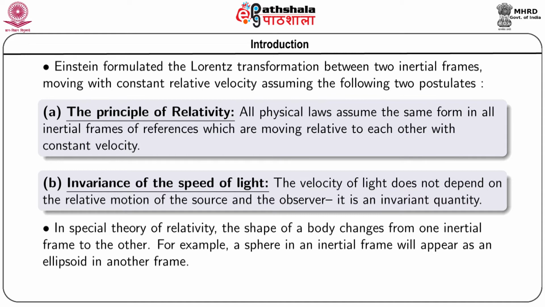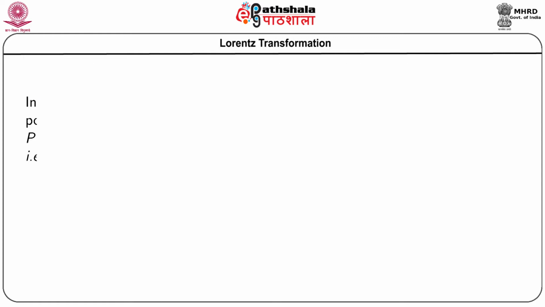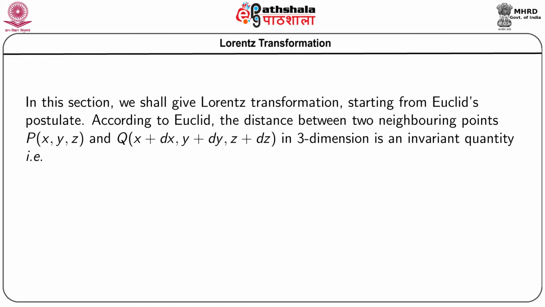In general, in the special theory of relativity, the shape of a body changes from one inertial frame to the other. For example, a sphere in one inertial frame will appear as an ellipsoid in another frame. Now, let us see the Lorentz transformation.